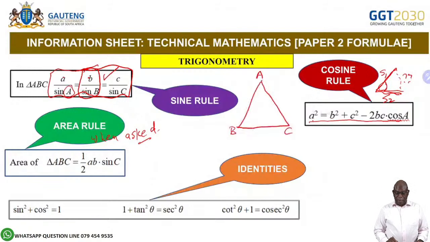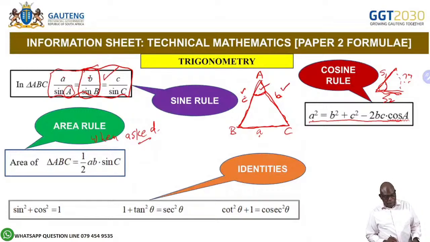So where I have triangle ABC, the small letter a will be there, the small letter b there opposite that, and a small letter c there. If I've got a squared, then it must be a squared equals b squared plus c squared minus 2 times b times c times cos of angle A. Can you see? This side must be given, that side must be given, the angle must be given. That's when I use the cosine rule.